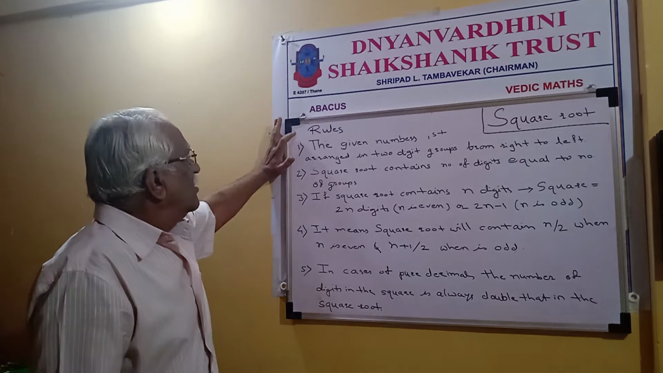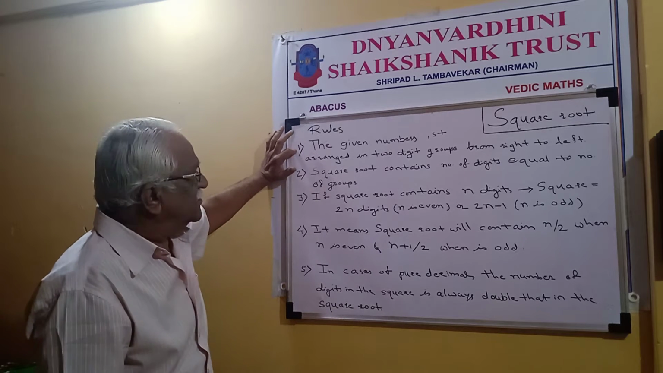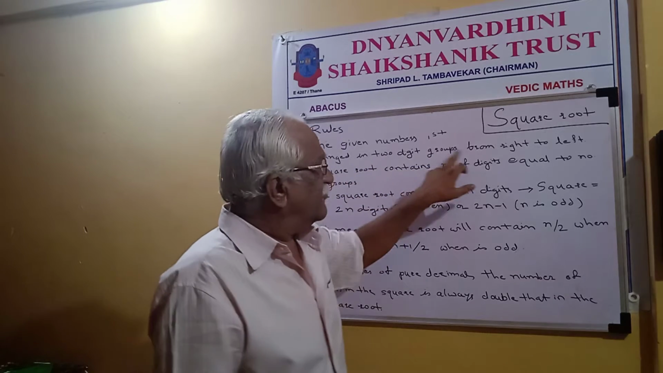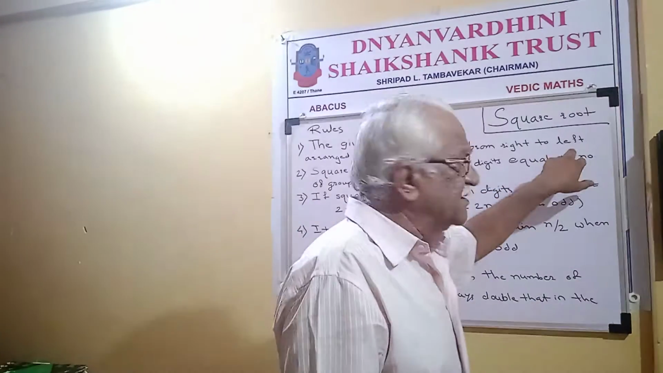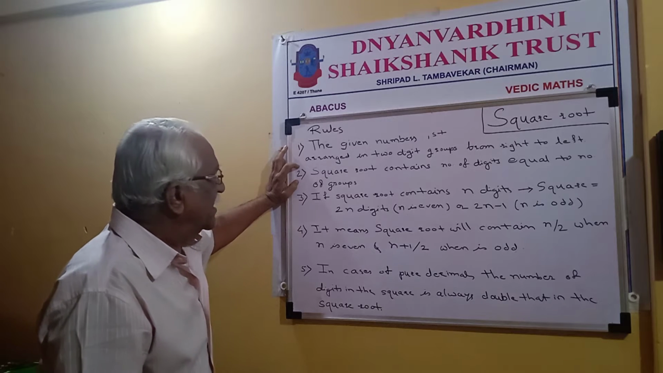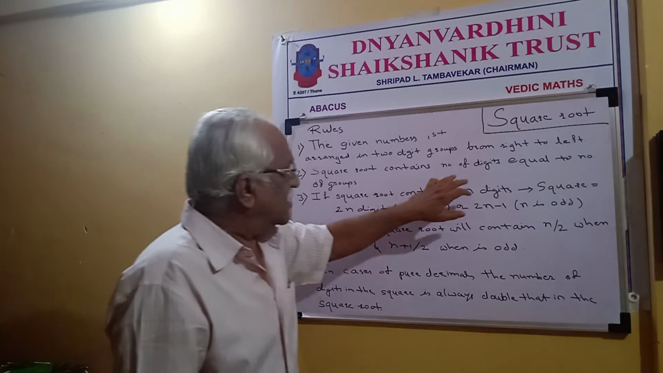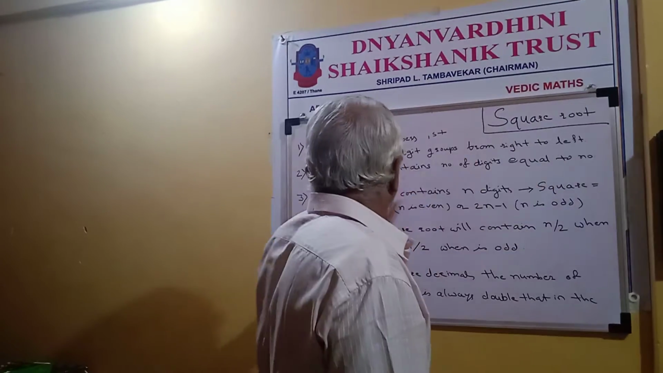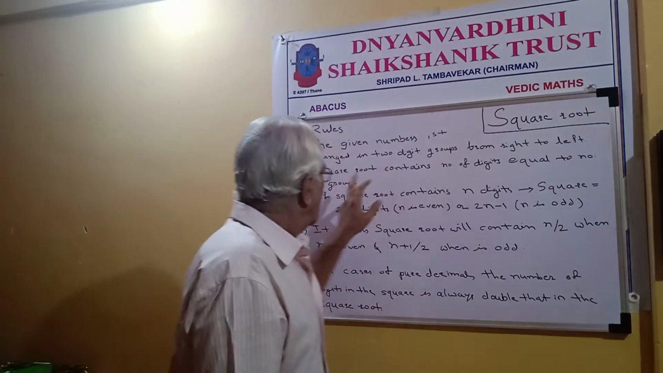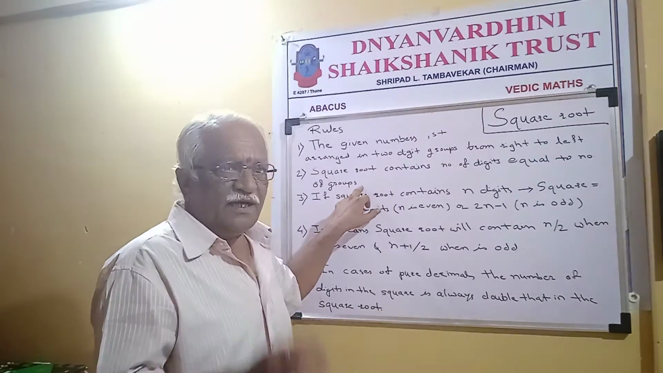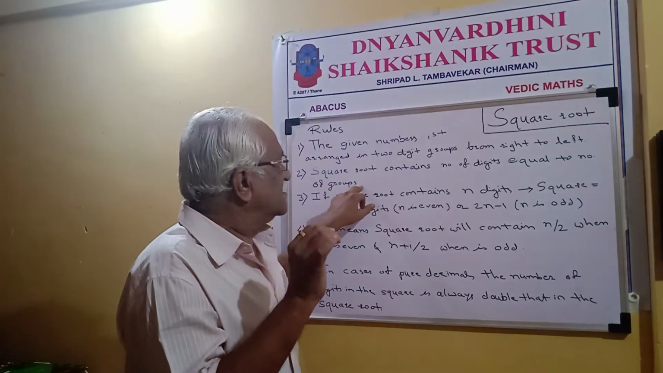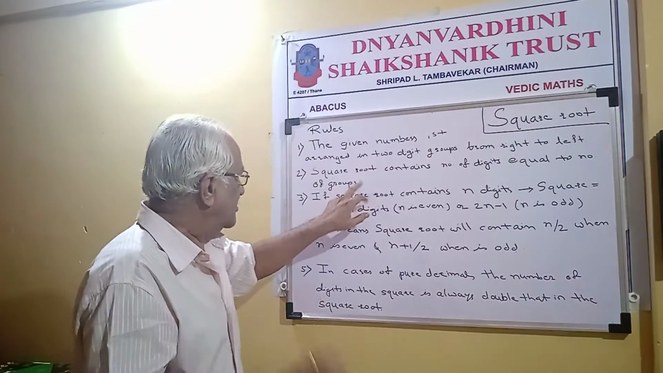Here, what we have to do first: the given numbers should be arranged in two-digit groups from right to left, that is from our right to our left. Here you see the second rule, where the square root contains number of digits equal to the number of groups. However many groups develop, that many digits will be there in the square root.